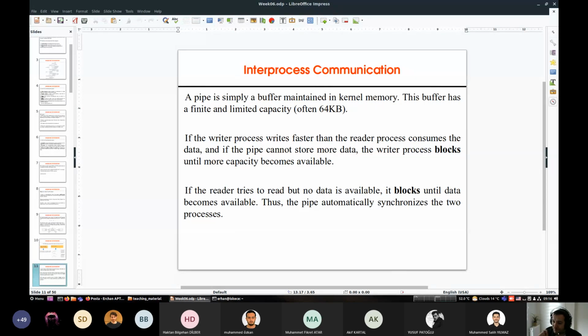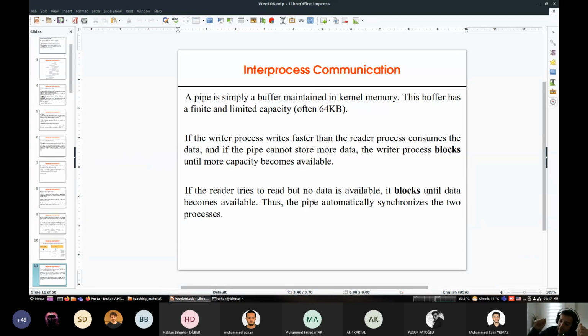Now, what is nice about the pipe? I mean, bundan hoşlanmamızın sebeplerinden bir tanesi is that it also provides us with a basic synchronization mechanism so that we don't have to worry about synchronizing the reader and the writer. What kind of a synchronization? If the writer process, yazan süreç, writes faster than the reader process consumes the data, and if the pipe is full and cannot store more data, then the writer process blocks until more capacity becomes available.